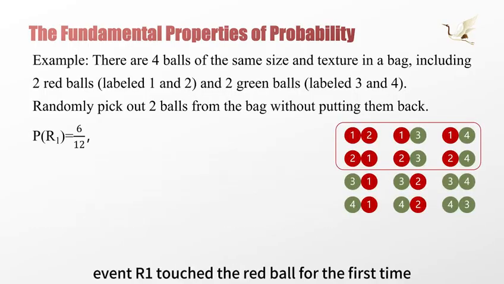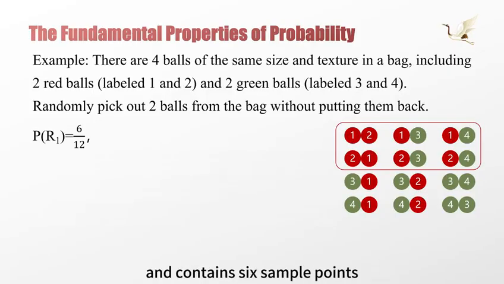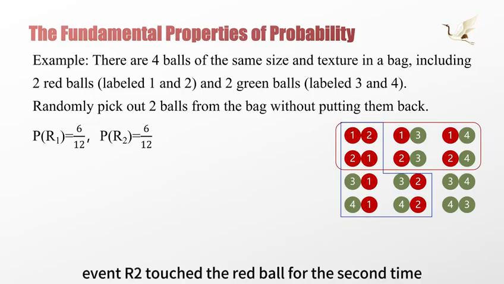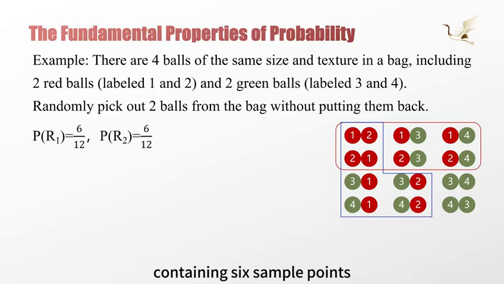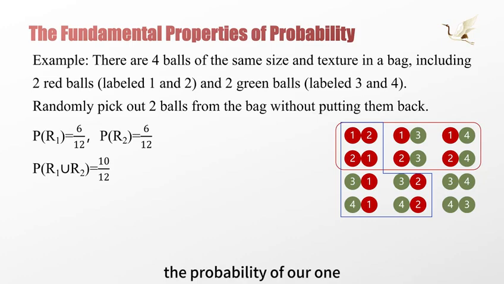Event R1, touching a red ball the first time, contains 6 sample points, so the probability of R1 is 6/12. Event R2, touching a red ball the second time, contains 6 sample points, so the probability of R2 is also 6/12. The probability of the sum of R1 and R2 is 10/12, as there is a red ball among the two balls in 10 sample points.